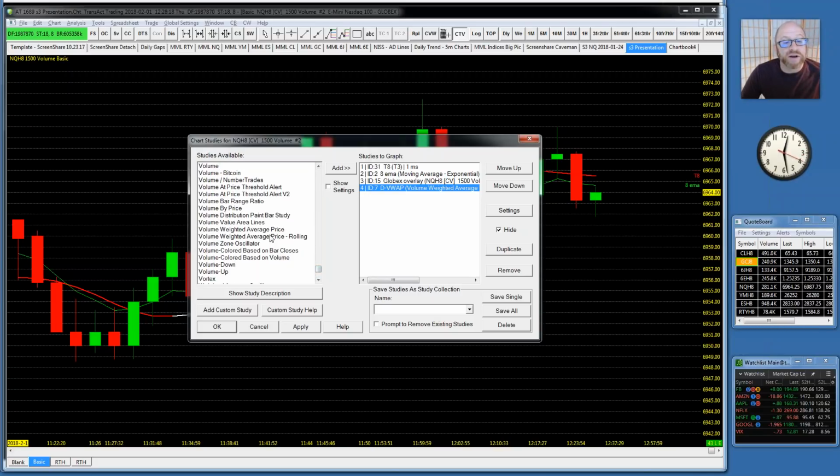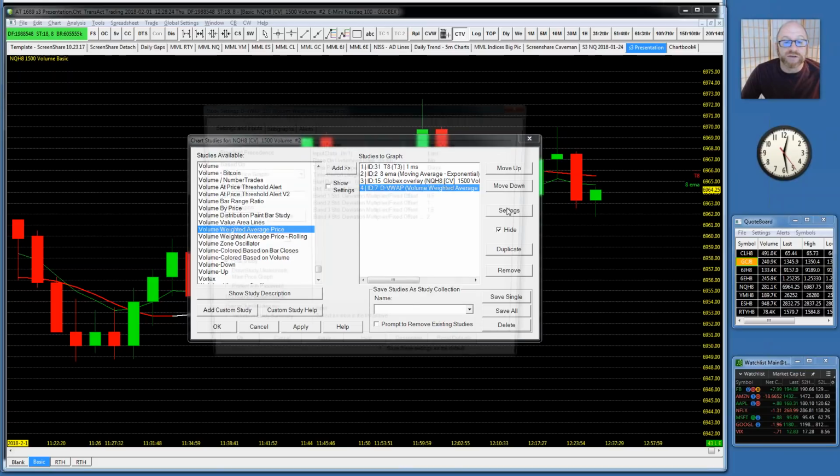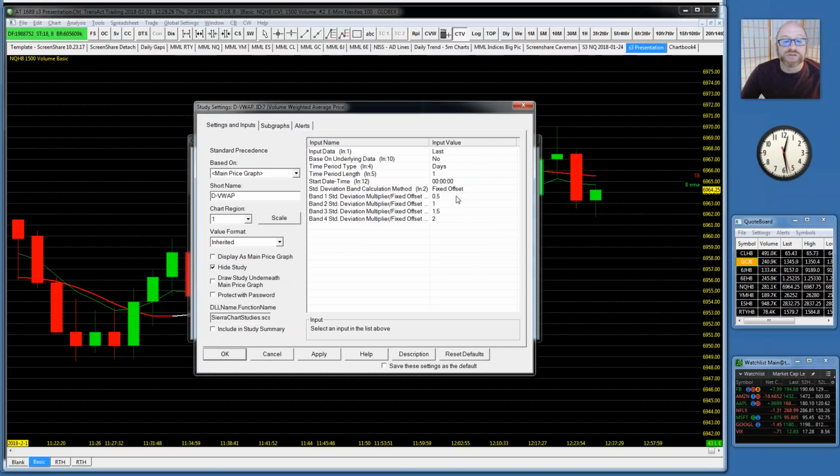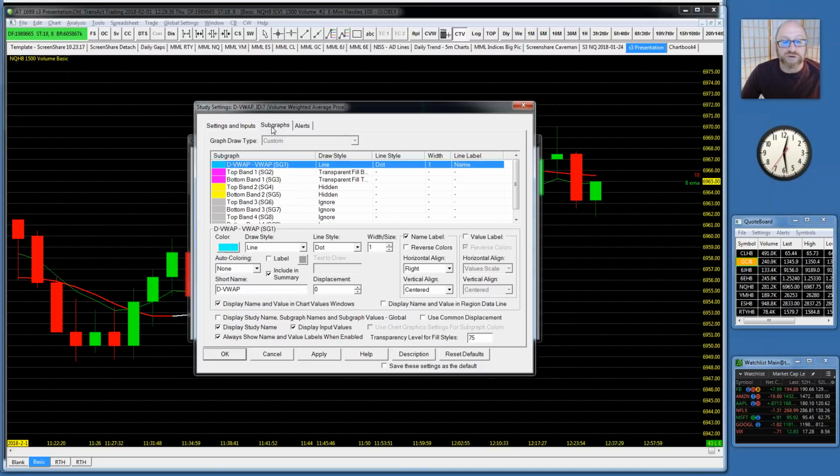And that's the volume-weighted average price. And you can go ahead and add that to the right-hand side. And one of the things I like to do on the settings, all right, there's your settings for the VWAP. Make sure that your standard deviation is a fixed offset. That way you could see the VWAP standing out, as I'll show you right here in a moment. All right, those are the settings for the VWAP.